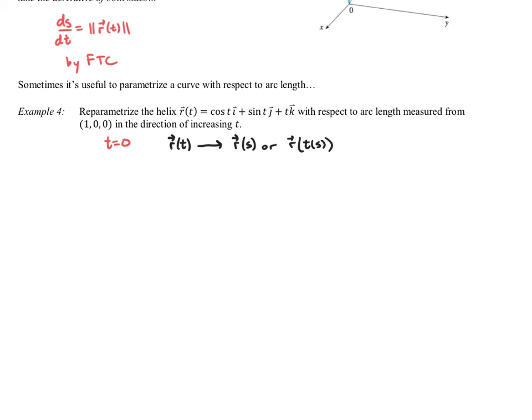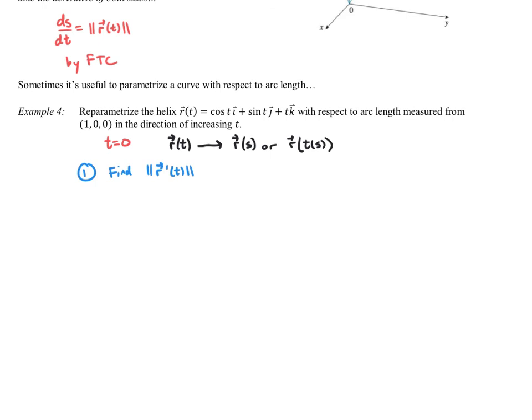Okay, I'm going to set this up for you in a stepwise process so it makes a bit more sense, because this can be quite lengthy, and you'll see a couple that are a little bit faster, but a couple of these are algebraically intense. So the first step is that we're going to find the magnitude of r prime of t.